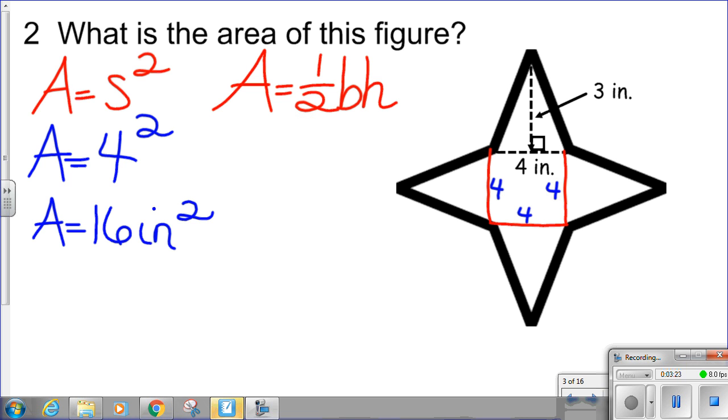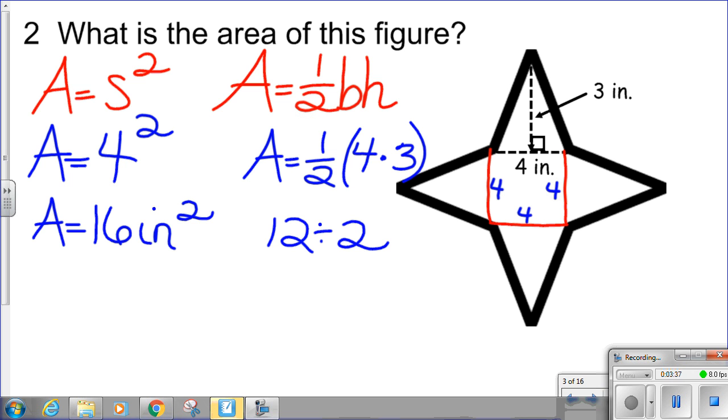The triangles, 1/2 of the base, which is 4, times the height, which is 3. What's 4 times 3? 12. And I need to divide that by 2 because it's a triangle. Please don't start dividing everything by 2. If it's 1/2 in the formula, that's when you divide. You don't just randomly start dividing every shape by 2, so be careful.